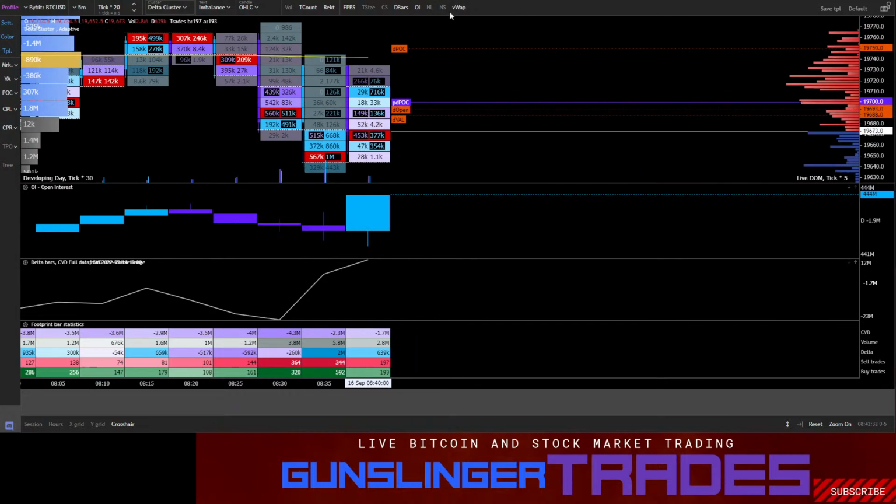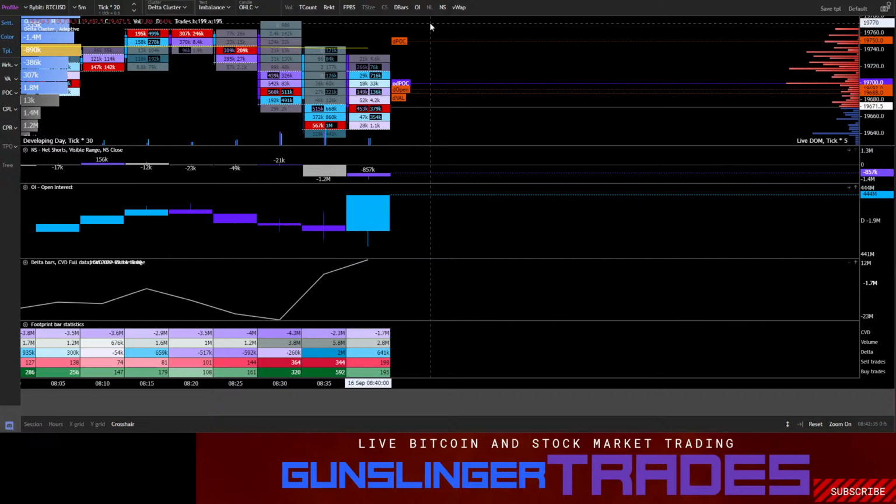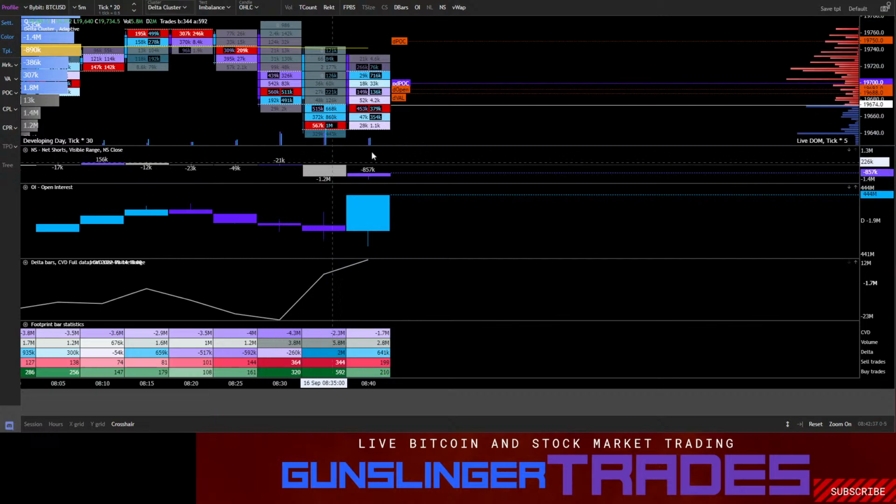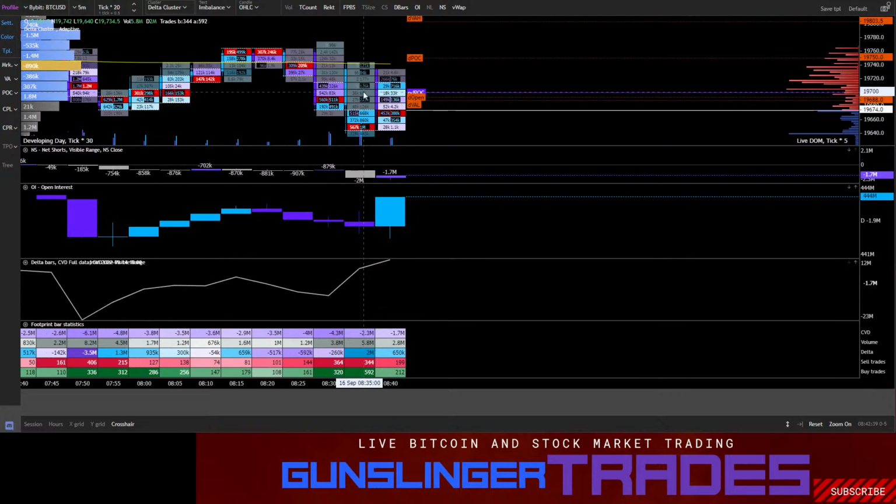It's holding up pretty well. A lot of shorts are closing down here. Not a lot, but a good chunk came out in this candle right here.